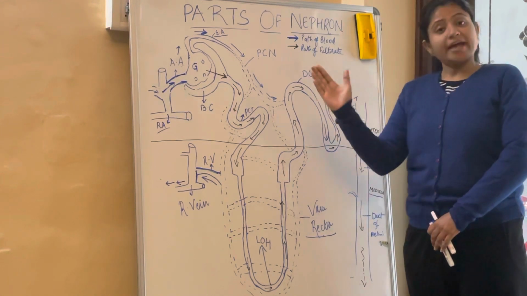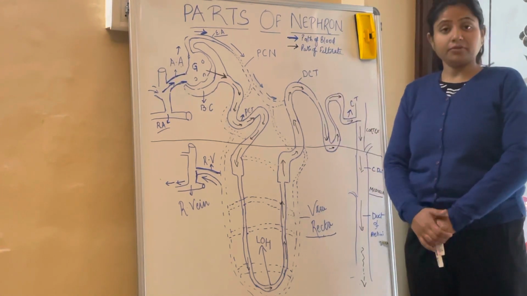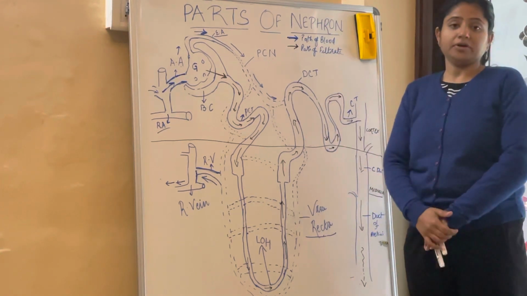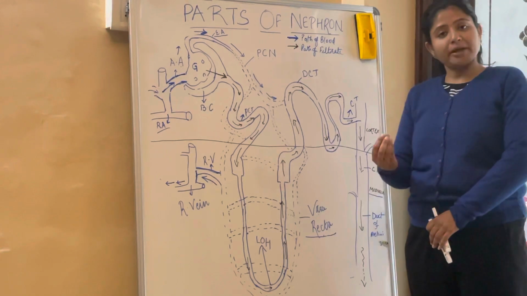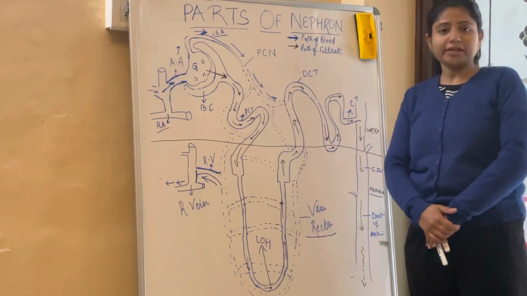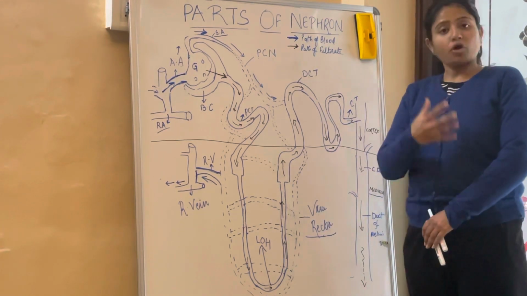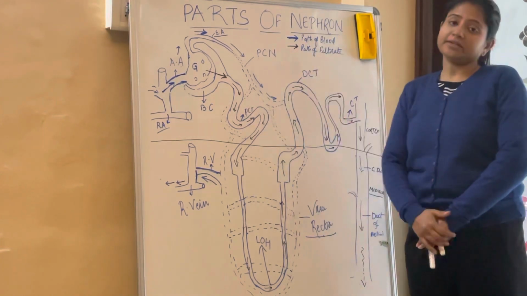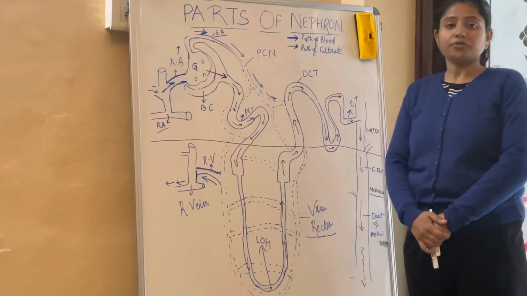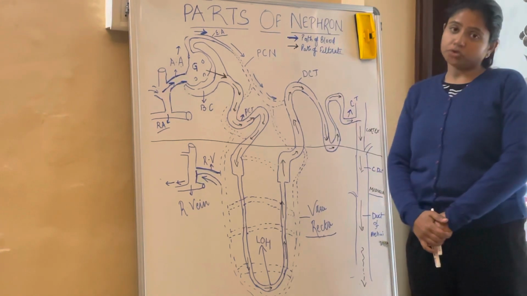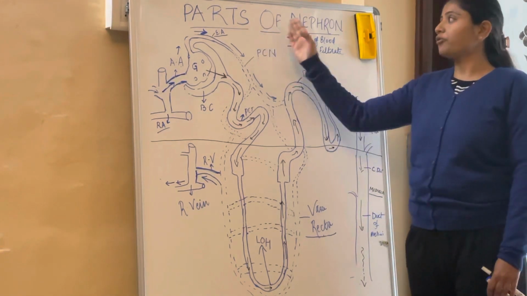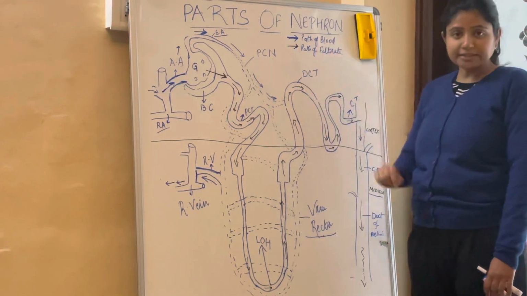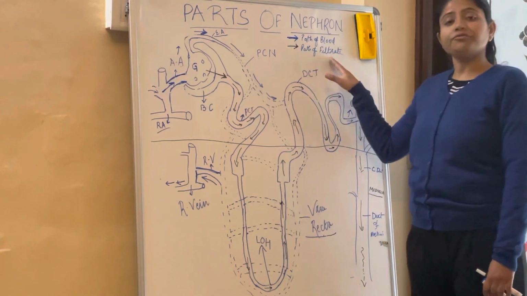Metabolic waste elimination from the kidneys forms our excretory system, right? Elimination of metabolic waste, mostly nitrogenous waste, from our body through the kidney is called the excretory system, right? So today I'm going to cover the topic of parts of nephron, and in this I will cover the pathway of blood and the pathway of filtrate.